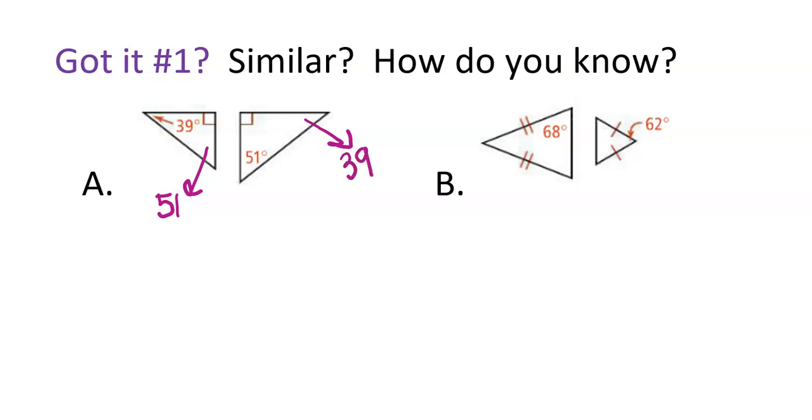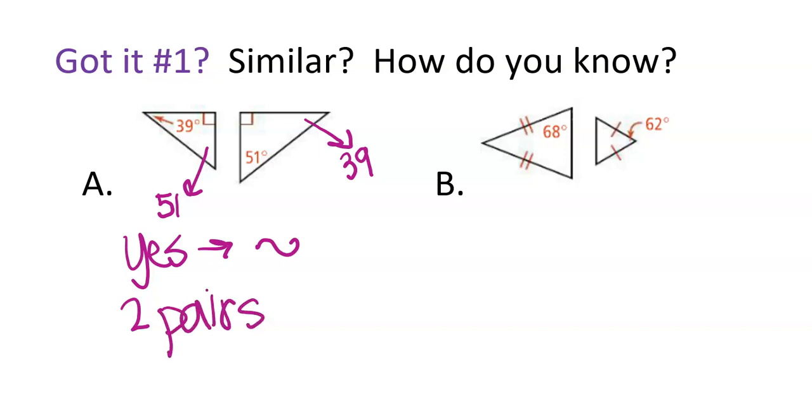So are these triangles similar? Yes. Do we have to do a similar statement though this time? There aren't any letters, right? So you're just going to say, yes, they're similar. Or just do the symbol because they didn't give you like triangle ABC or anything like that. So we're going to say, yes, they're similar. Two pairs. And there's actually three, but according to the postulate, we only need two.